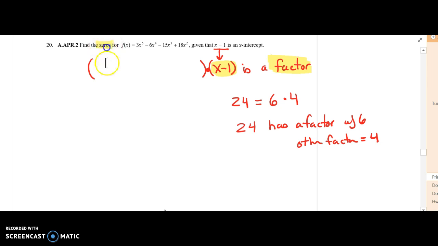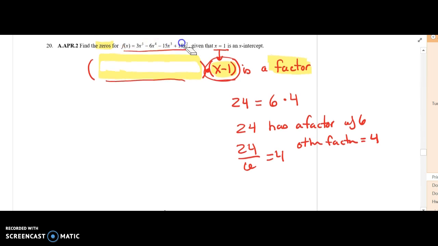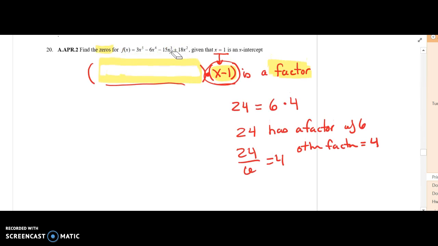We're looking for 0, so it would be really nice to know the other factor. These two factors multiplied would give us the original equation. So just like we divided 24 by 6 and got 4, we're going to divide this by the factor we know. But before we do, we're going to always look to see if there are any common factors.